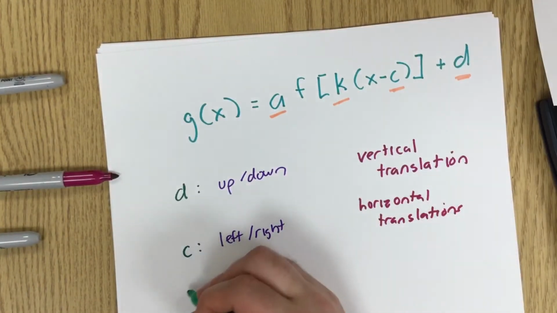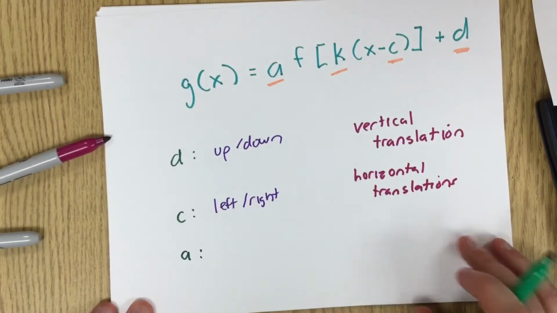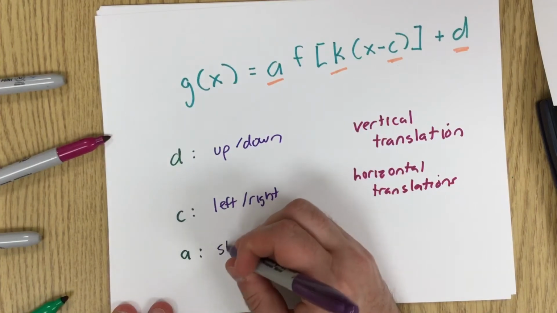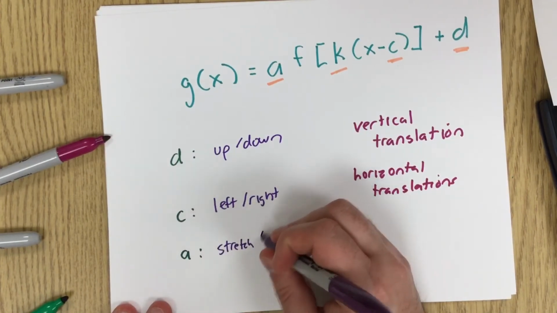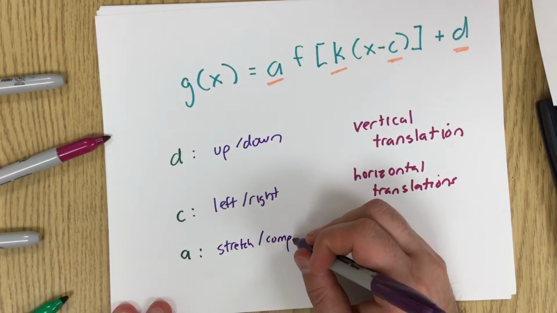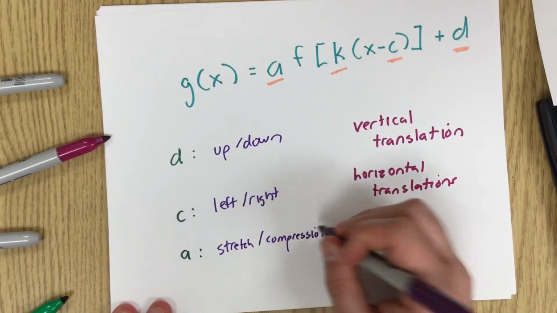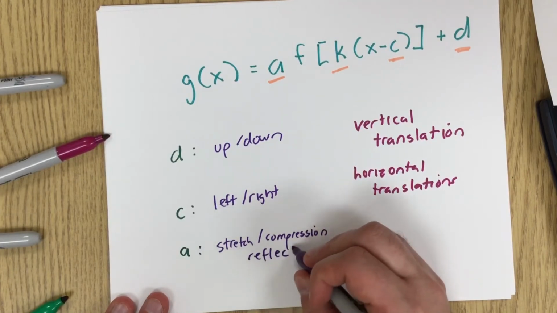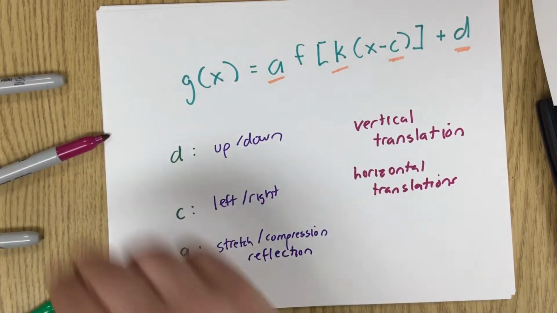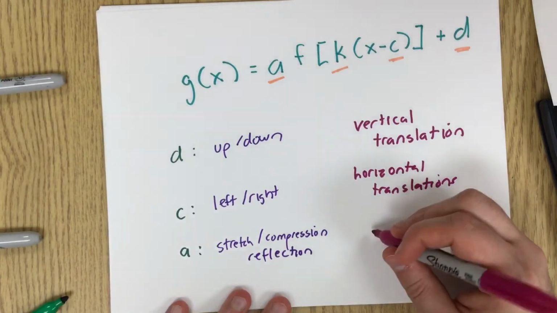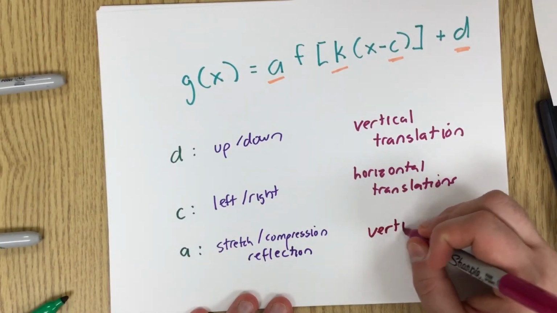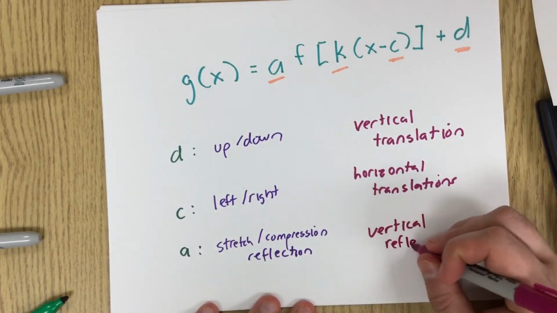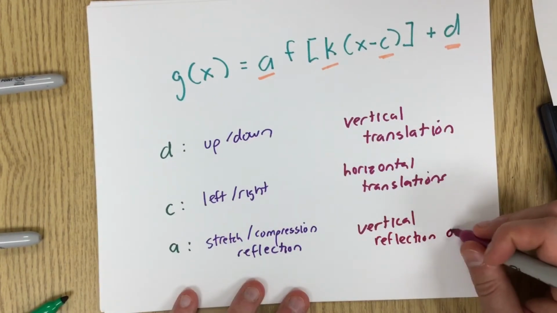The A is actually going to do double duty. It's going to say whether it's a stretch or a compression, and it's also going to say if there's been a reflection. The key thing here is that it's the vertical version of those. And as we're going to see, it's going to be the reflection over the x-axis.